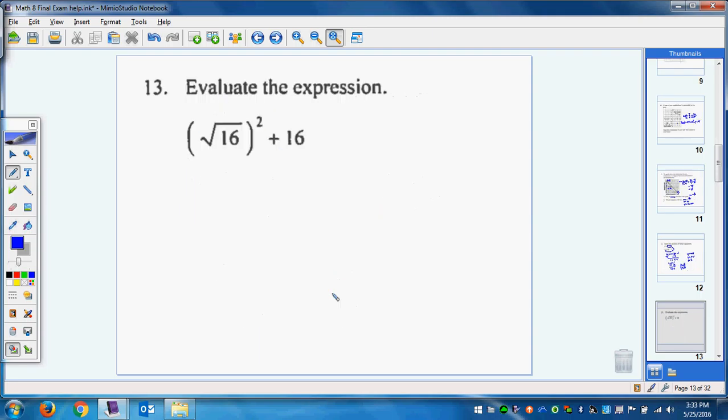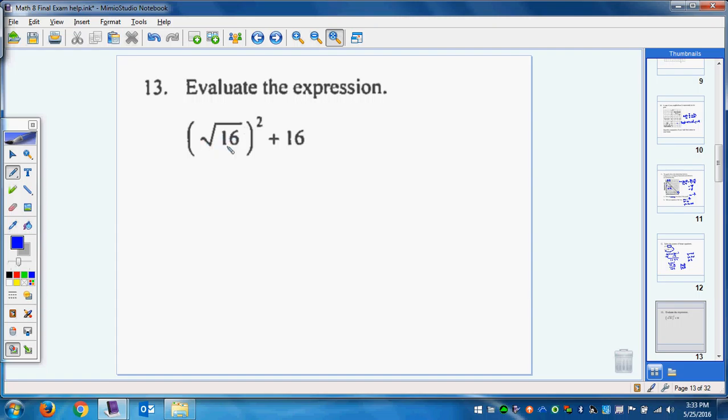Oh, this one's going to be nice and easy for you guys. Evaluate the expression, which means just do some basic math. So, do you remember? If I have a square root and a square, what happens to them? Or if you'd like to, you can just do order of operations, and do the stuff inside the parentheses.